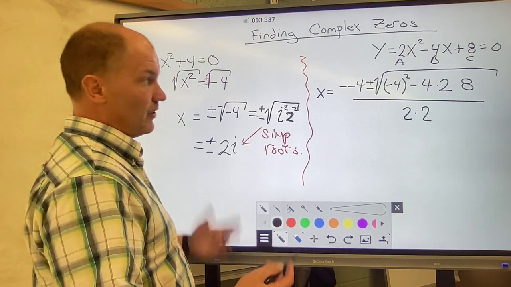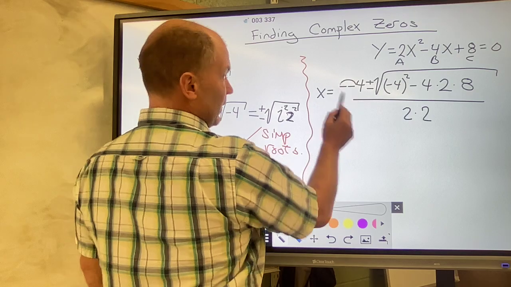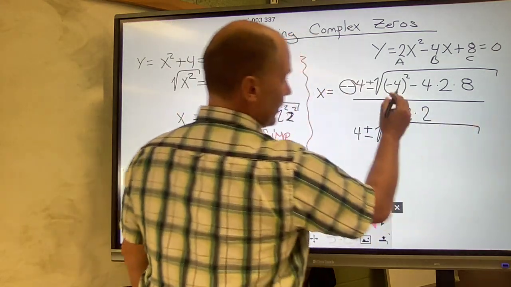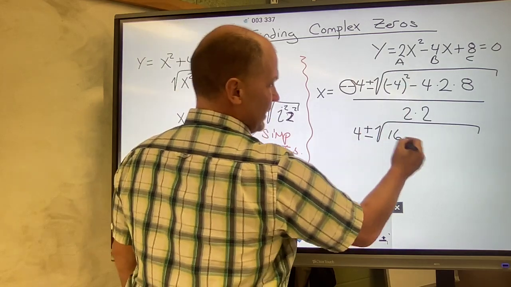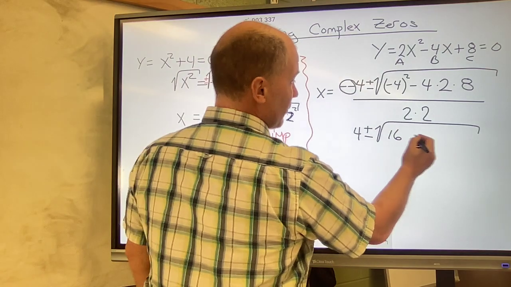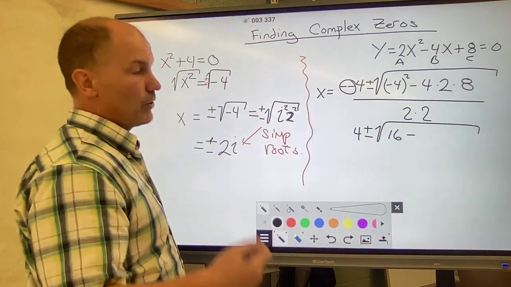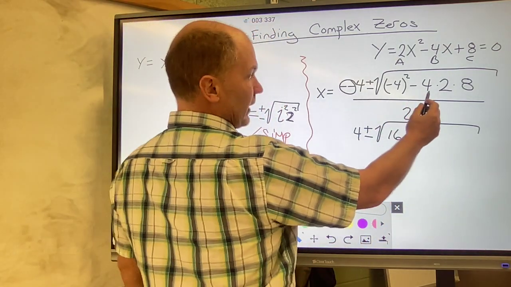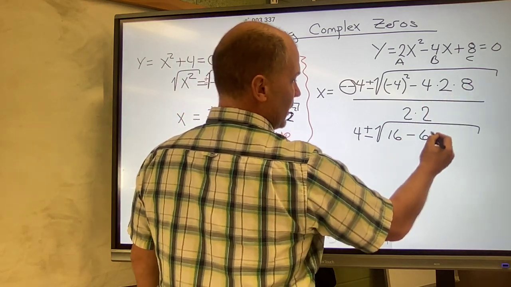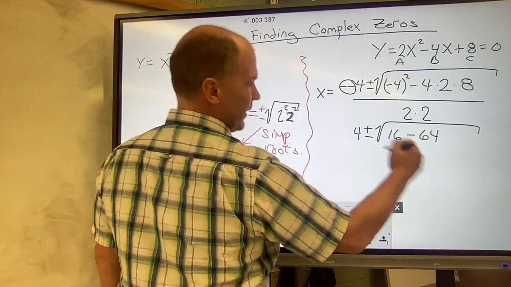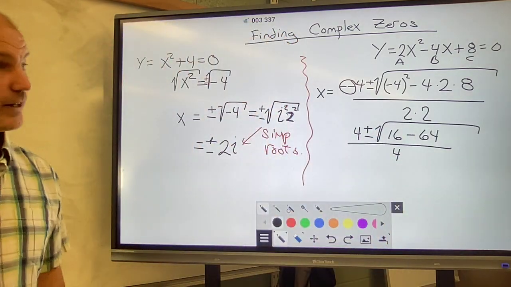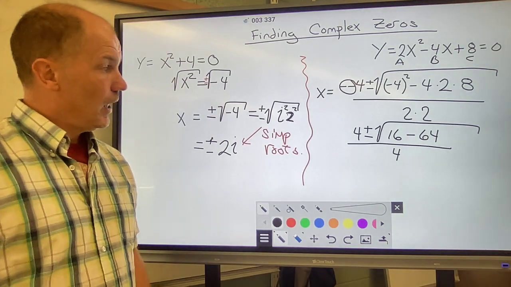So now we just need to do the arithmetic. Double negative, that means we get +4 plus or minus the square root. -4 squared is 16. That first term's always going to be positive. And the reason we know that there's going to be imaginary or complex roots is the fact that 4 times 2 is 8, times 8 is 64. Well, this whole thing inside here is going to be negative. And then we divide by 4 because 2 times 2 is 4.